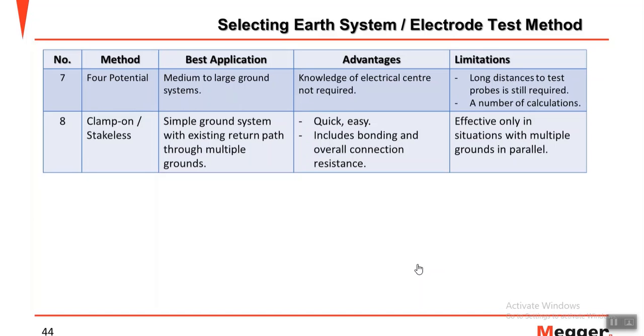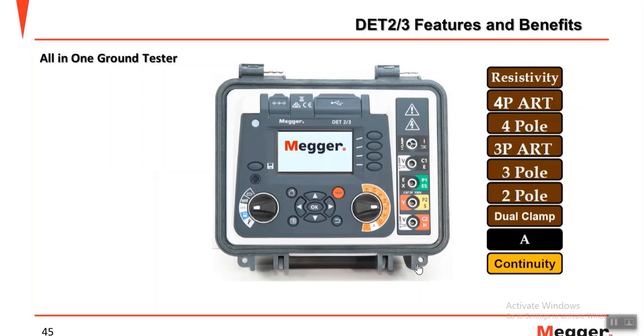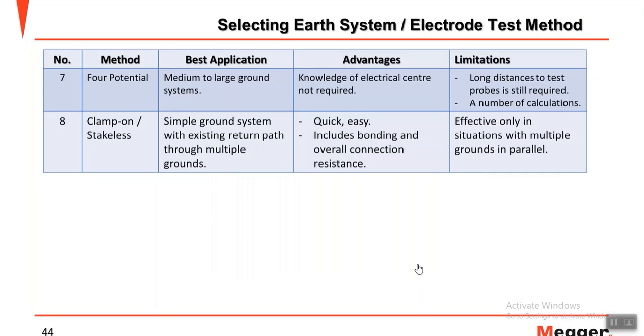And the last one is clamp-on, if it is not possible to disconnect every ground system and you are not really concerned about accurate measurement. I think the clamp-on, or stakeless method, is the best one, quick and easy. Yeah, these are the methods that I know, and we can share this, and hopefully you can understand clearly which method gives you precise grounding testing.